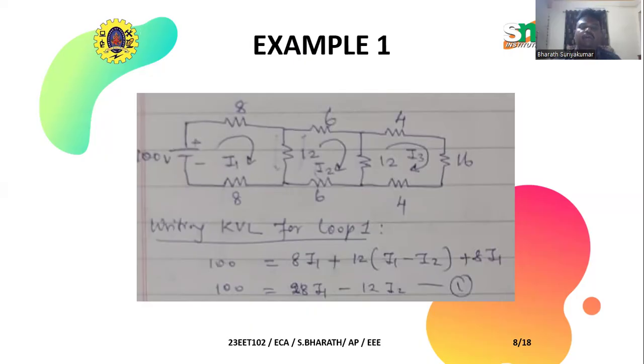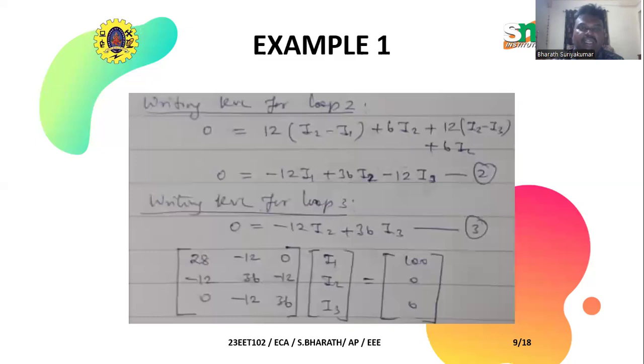Writing KVL for loop 1. We are taking three loops over here. Loop 1 has 100 volts. So the potential rise, 100, equals the potential drops: 8 I1 plus 12 into (I1 minus I2) plus 8 into I1. So we get the expression 100 equals 28 I1 minus 12 I2. Writing the expression for loop 2: 0 equals 12 into (I2 minus I1) plus 6 I2 plus 12 into (I2 minus I3) plus 6 I2.